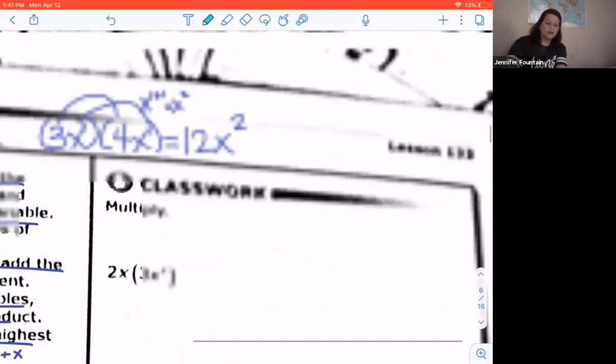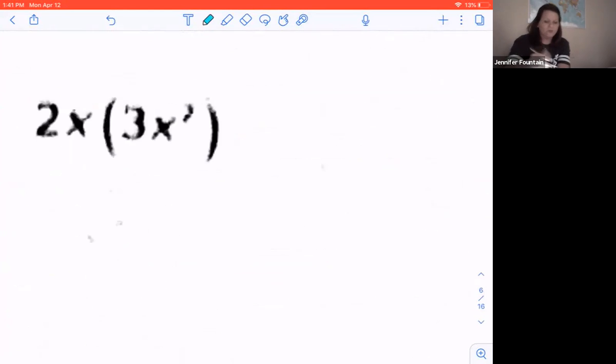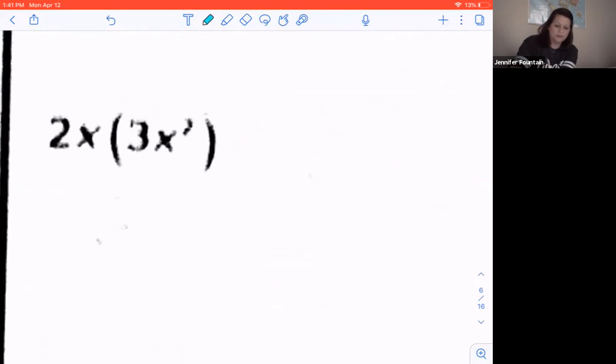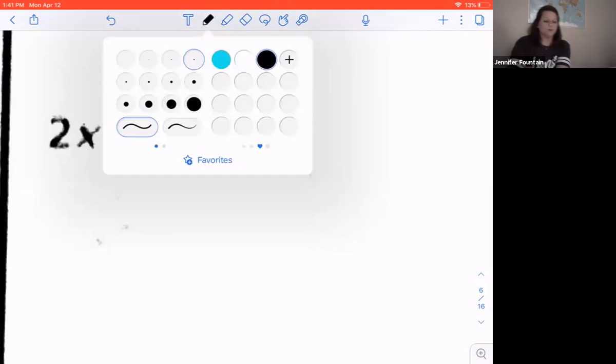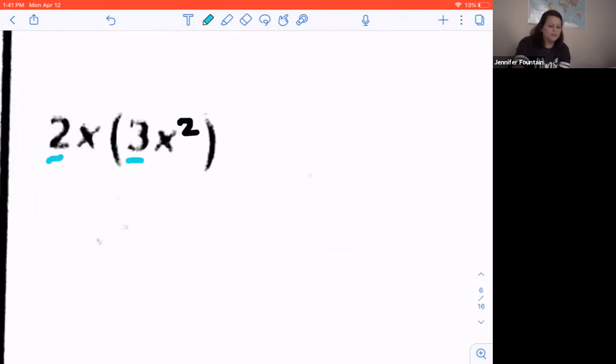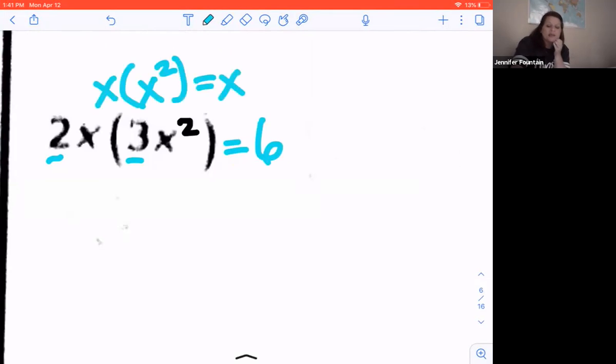So let's go ahead and look at our classwork. The first one, let me rewrite that one because my copy's not good. I think that's supposed to be a 2, right? Is it 2x times 3x squared in your book? Okay. So remember, I'm going to multiply 2 times 3, which is equal to what? 6. Now I have x times x squared. Remember, that's like having x to the first power times x to the second power. So I'm going to have 6x to the what power?